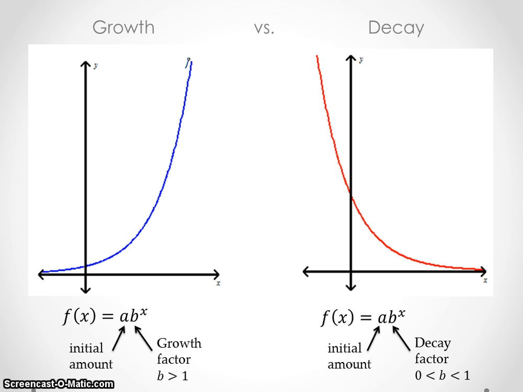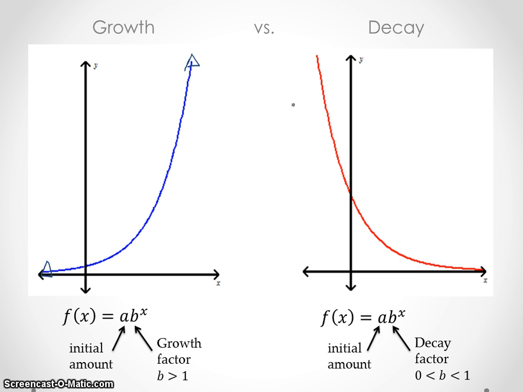Again, I don't like the fact that they don't put arrows on here, so I'm going to add my own to either side, because it's not limited to right here. It keeps going. Okay, so we have this model, f of x equals a times b to the x power, where a is your initial amount and b is your growth factor that has to be bigger than 1.